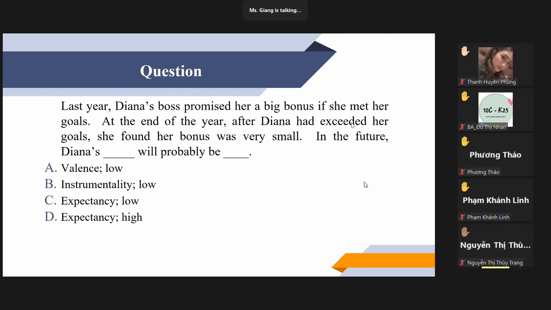Okay, so instrumentality is about the reward that they receive, right? You will see that at the end, Diana still received the reward. So it is not about instrumentality. B is not the correct answer?